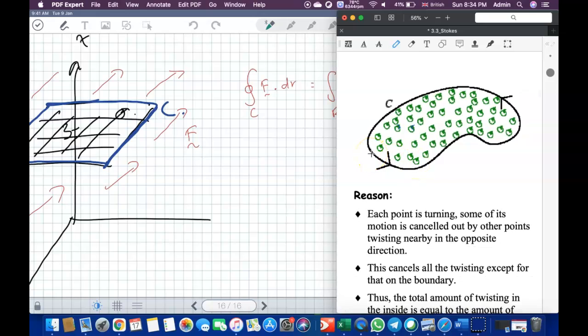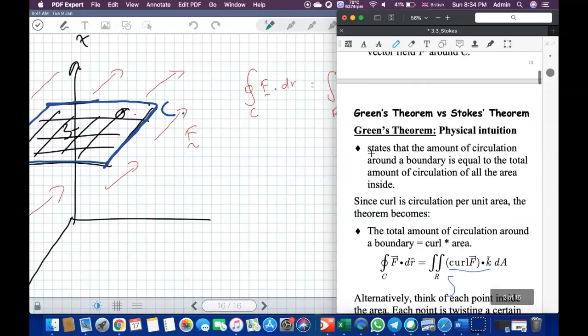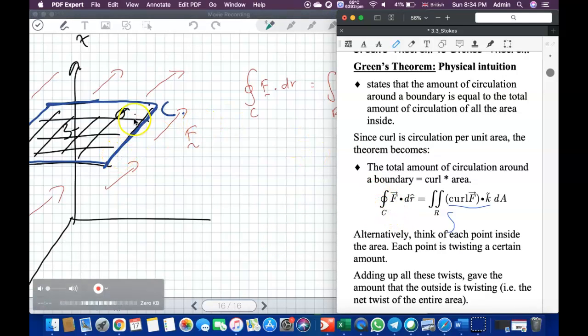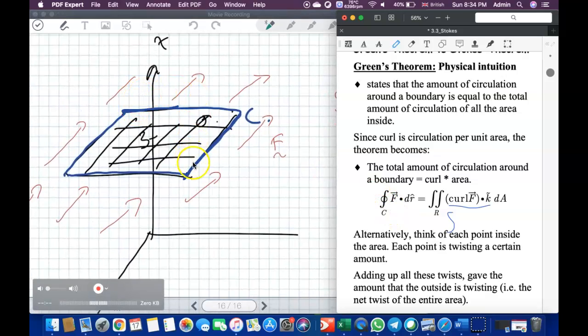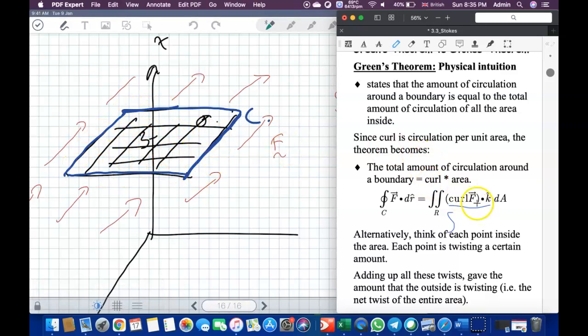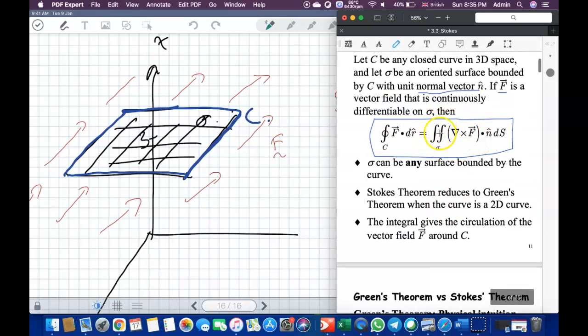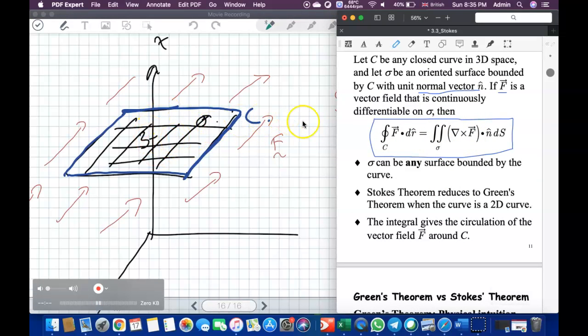In a simpler way, if someone asks you what the physical meaning of Stokes' theorem is, Stokes' theorem says that, imagine you have the circulation of the vector field F, the total circulation along the curve C is the same as the total circulation inside the surface sigma. That is the physical meaning of Stokes' theorem.